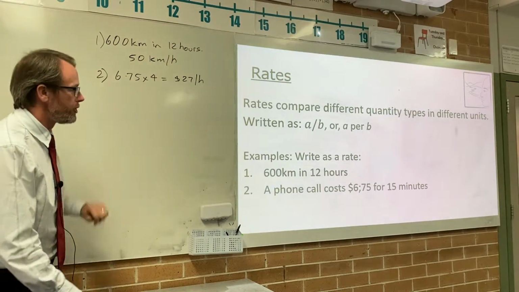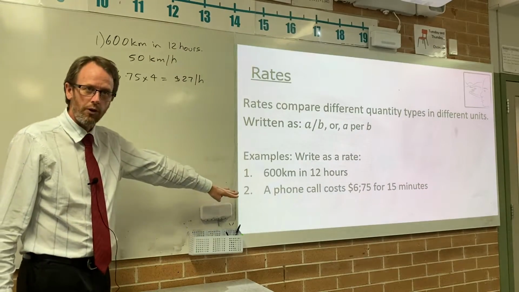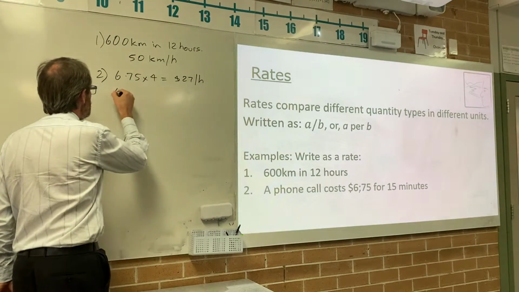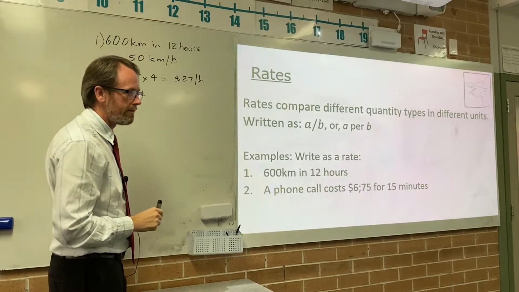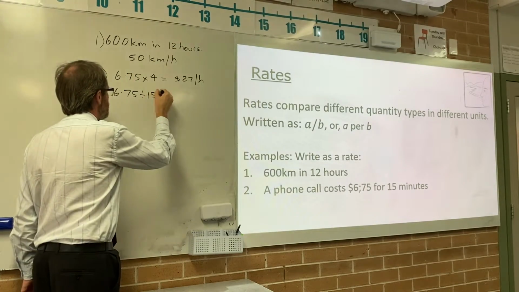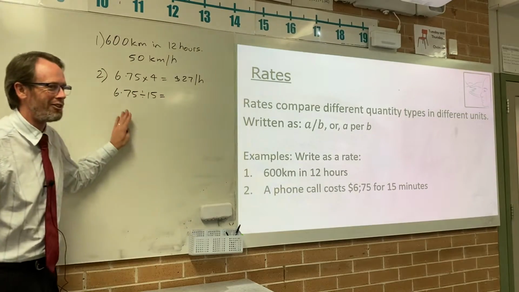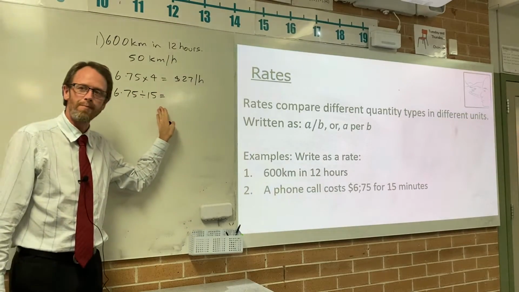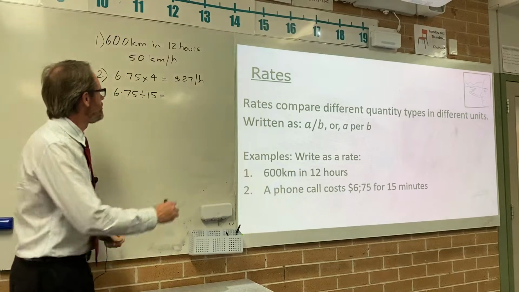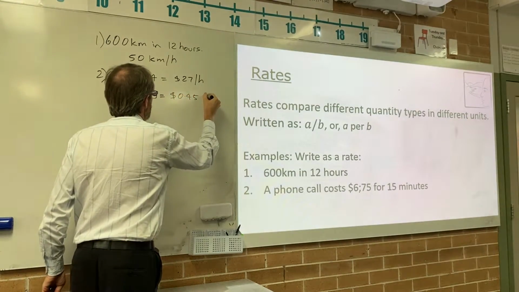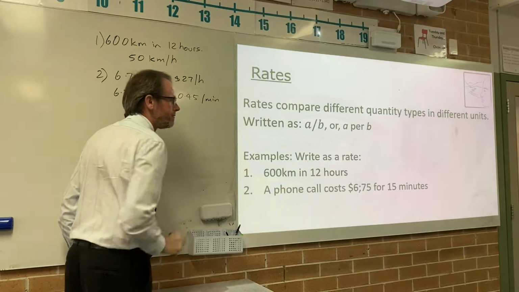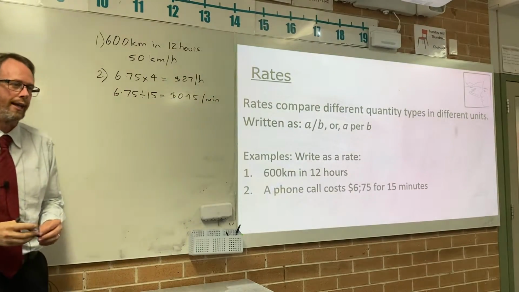Or the other way to do it, because it doesn't specify in the question, you could work it out per minute. $6.75 divided by, how many minutes are there? 15. What's 675 divided by 15? 45. So it's 45 cents per minute. And you can write that as min.